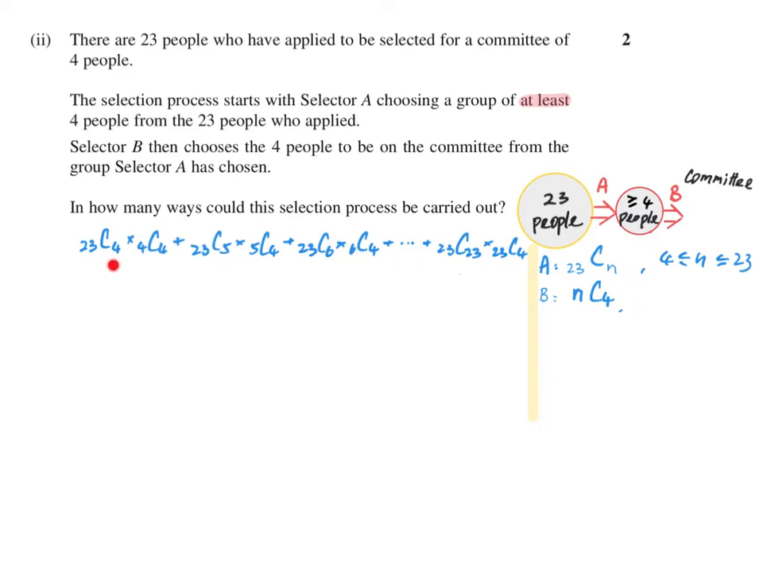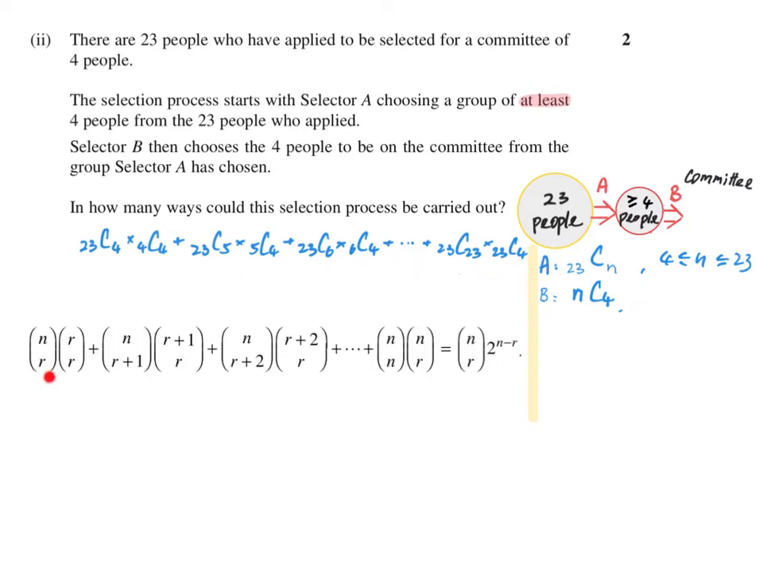23C4 if you choose 4 people in selector A and then have all these 4 people into the committee. Or you choose 5 people from selector A and then out of these 5 people, you only have 4 into the committee, and so on, all the way. You can choose all the 23 people from selector A and then assign only 4 people in selection B. Okay, but how to evaluate the sum?